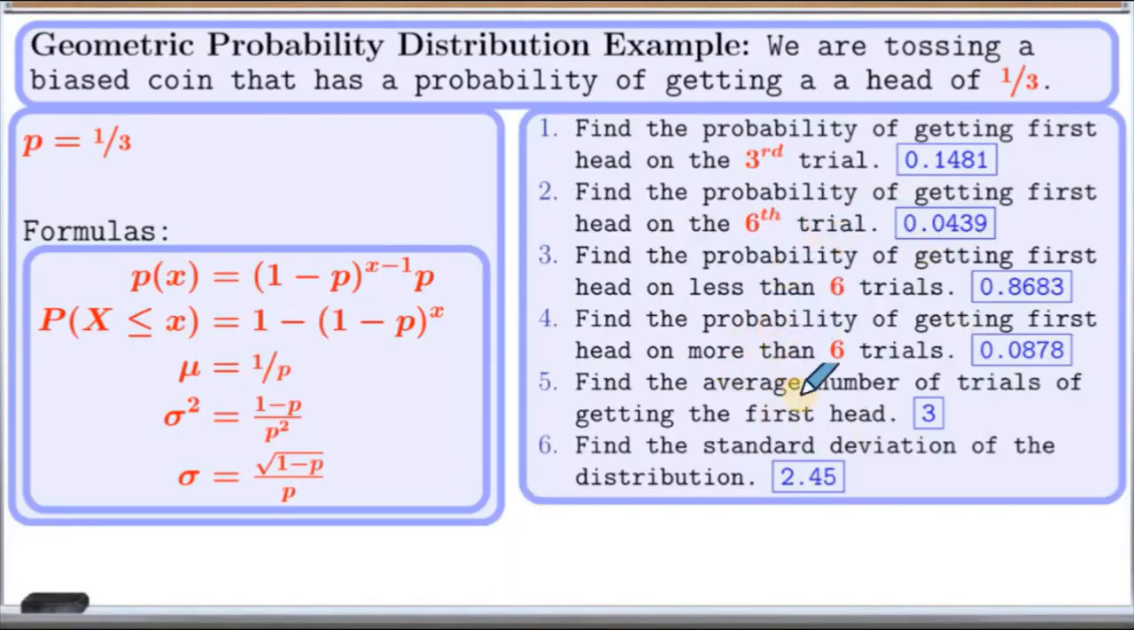Here I have listed all the probabilities and standard deviation and average in one place, and we are done.